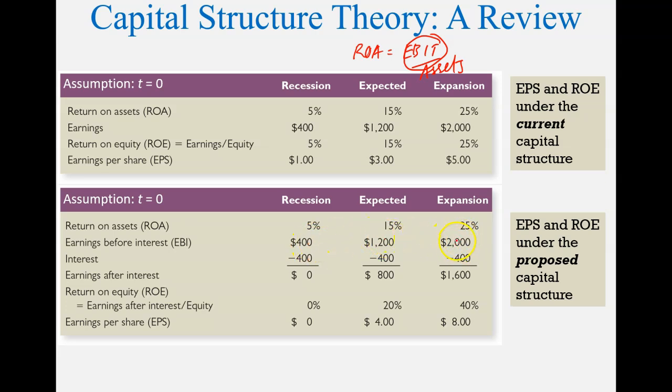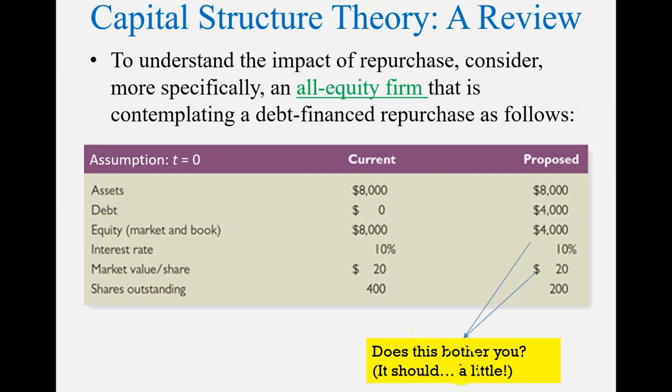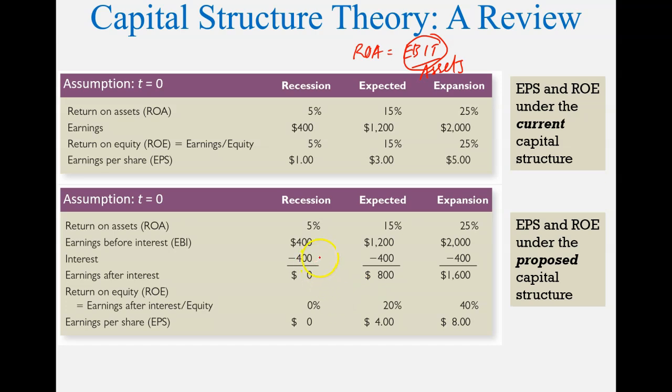However, now, shareholder, the thing is that we will need to pay interest, and then you will get some money back. How much is going to be the interest? That's $400. Where is that coming from? Recall that interest rate is 10%, and the debt is $4,000. So 10% of $4,000, that's $400. And interest expense doesn't care whether it's a recession or expansion. It says, show me the money. And so interest expense is the same, which means that what the equity holders will get after interest is either $0, $800, or $1,600, just $400 less.